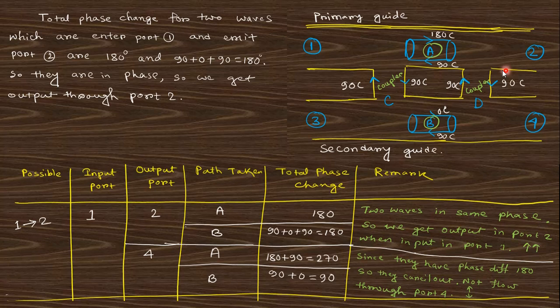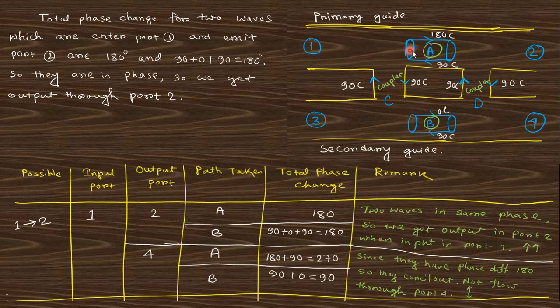So we get the output. Since these phases are the same, we can get the output from port 2. What happens when we consider port 4? The wave can go through path A, like that, and through path B.